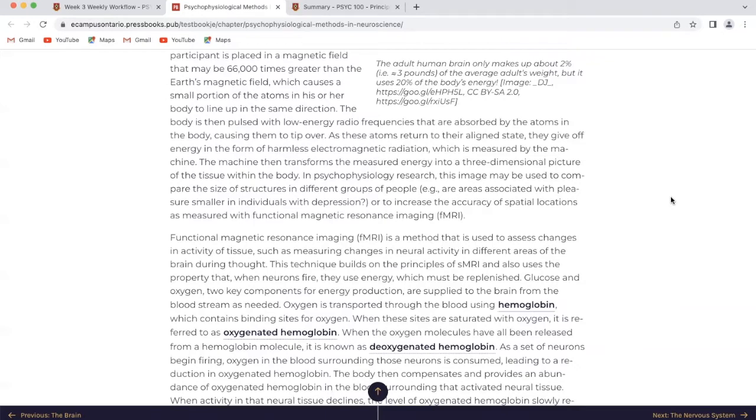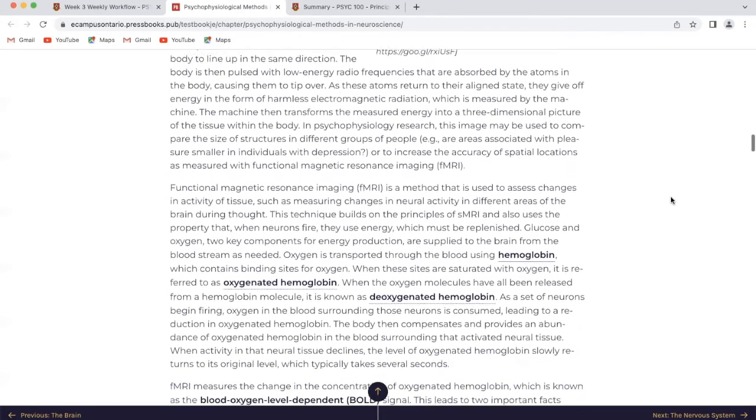As these atoms return to their aligned state, they give off energy in the form of harmless electromagnetic radiation, which is measured by the machine. The machine then transforms the measured energy into a three-dimensional picture of the tissue within the body. In psychophysiology research, this image may be used to compare the size of structures in different groups of people, or to increase the accuracy of spatial locations as measured with functional magnetic resonance imaging.